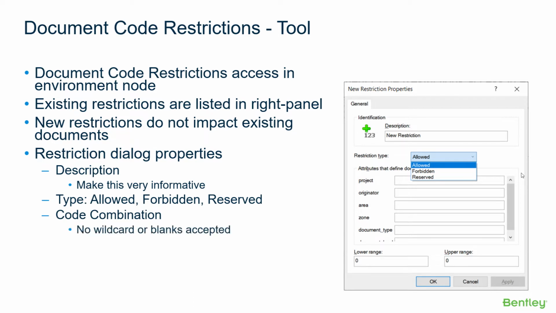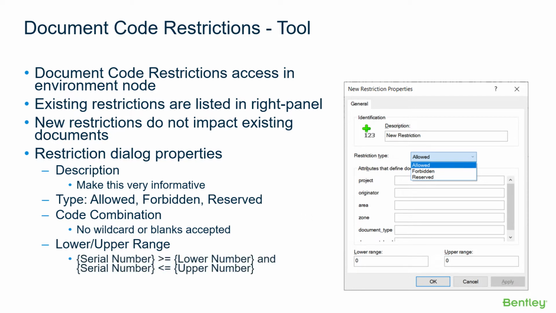There are no wildcards, and leaving entries blank does not mean any value. When creating a restriction, specific values have to be entered. Last is the lower and upper range that this restriction will apply to. It is the serial number upper and lower range, and the logic is: is the serial number greater than or equal to the lower number, and is the serial number less than or equal to the upper number.